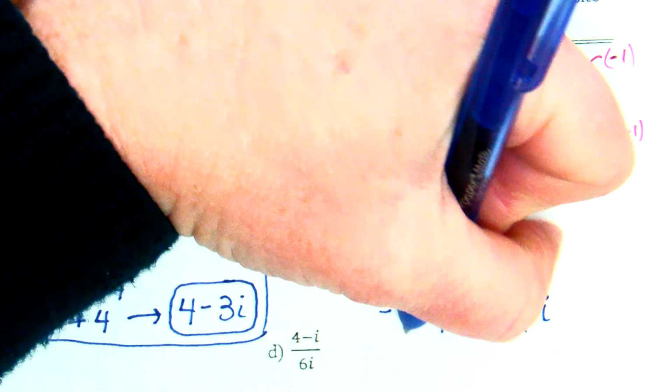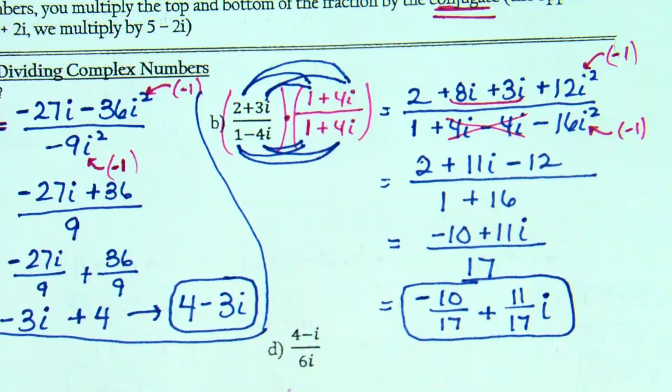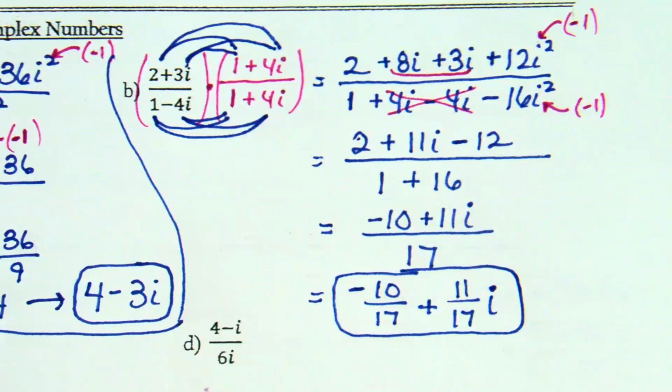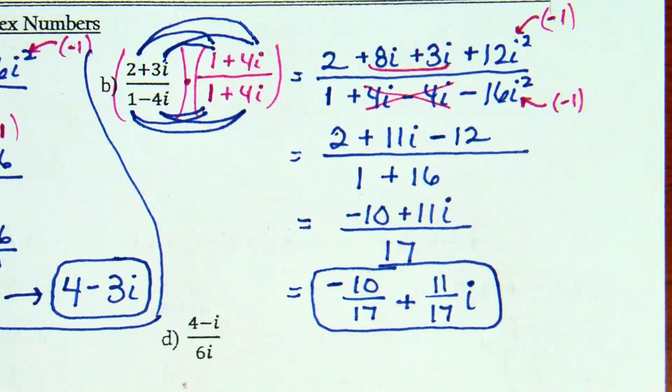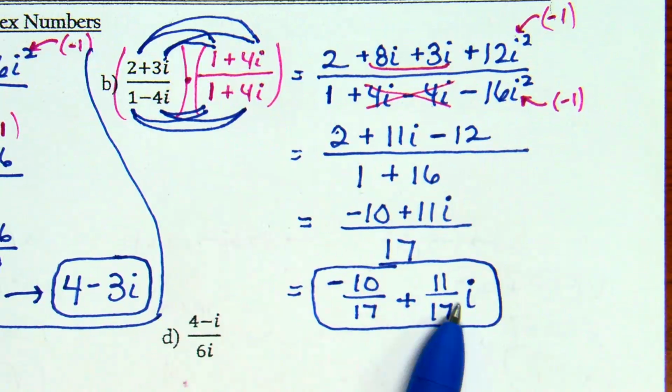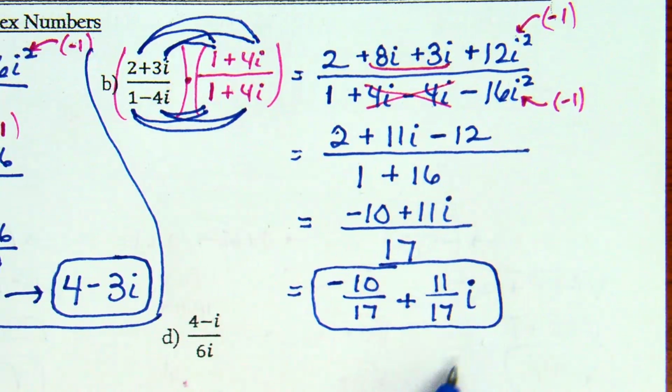Now, I just wrote my answer like such. Negative 10/17ths plus 11/17ths i. You'll notice I put my i after the fraction. Okay? You have two options for your i. It can either go after your fraction, right beside the fraction, or it can go in the numerator with the 11. Where it cannot go is in the denominator with the 17. So it's either the numerator or it's just right after it. Okay? Questions on that one?